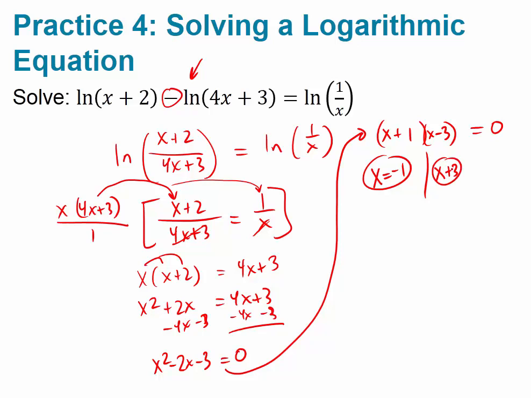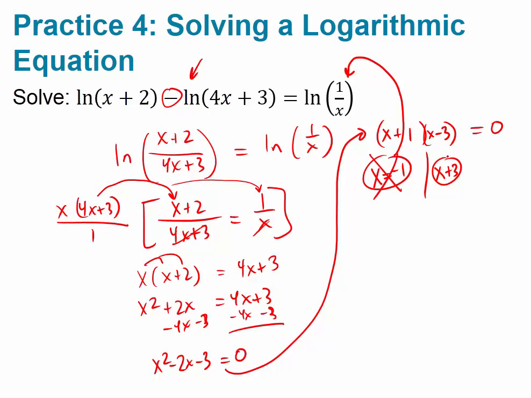Let's check these guys back. Let's see, when I check negative 1 into that guy right there, I run into a problem. Notice 1 divided by negative 1 is a negative value. I won't be able to take the natural log of a negative value, so that one doesn't work.